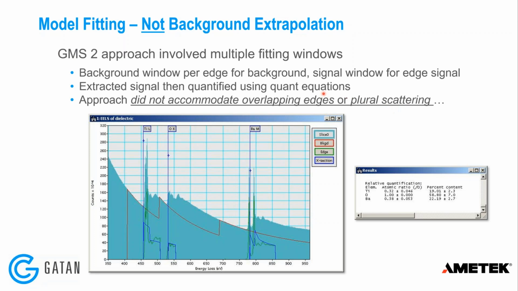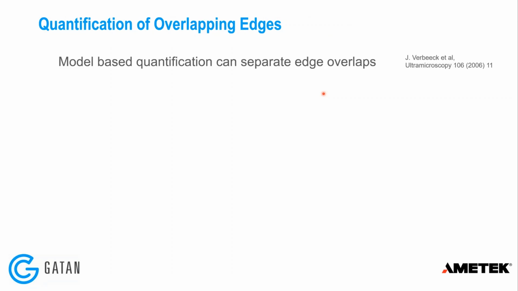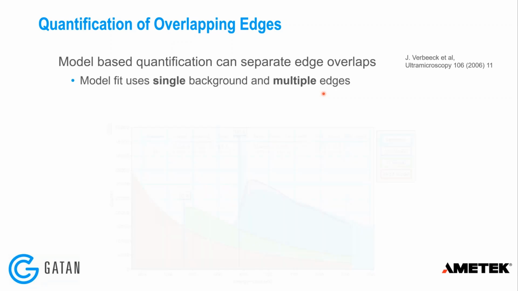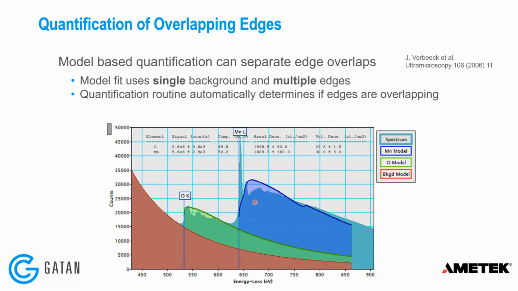Okay, so let's touch on those two individually. So first of all, quantification of overlapping edges. How does that work in GMS3? So first of all, the model-based quantification can separate edge overlaps, which is a big step beyond background extrapolation. The way that's done, essentially you have a single background and multiple edges in a single fit window. So instead of having to try and fit a small background window here, we just have one big background that's projected under both edges, and then we can do this multilinear least squares fit over the whole region. So the software will automatically determine if these edges are overlapping, and it's particularly effective for EELS spectrum image mapping.